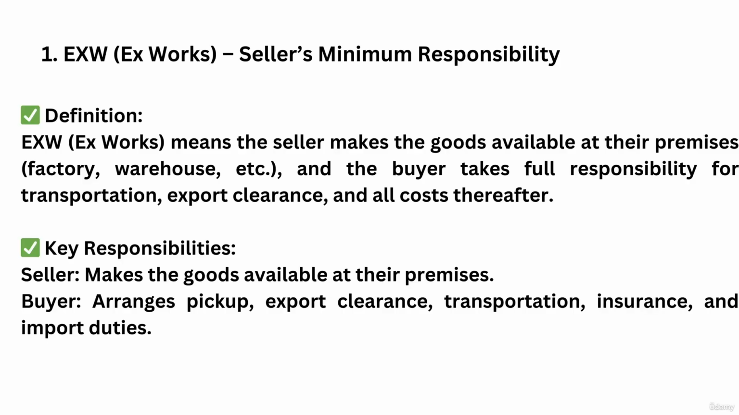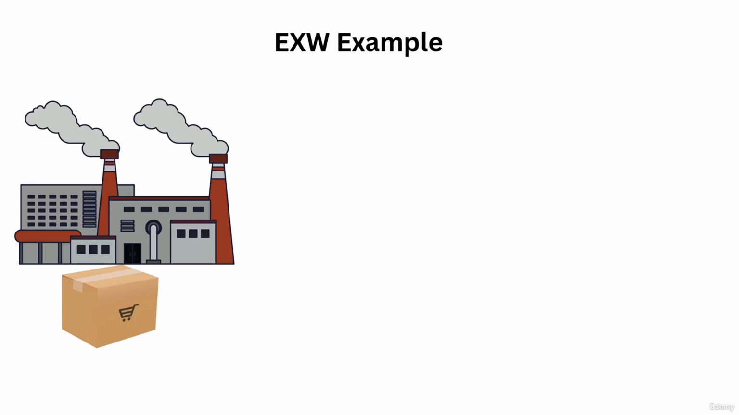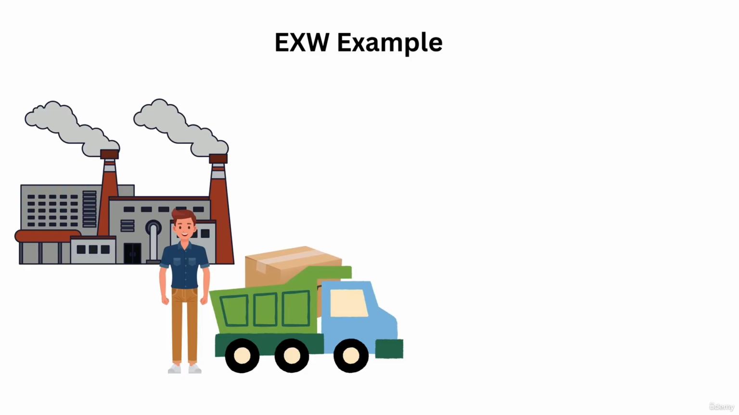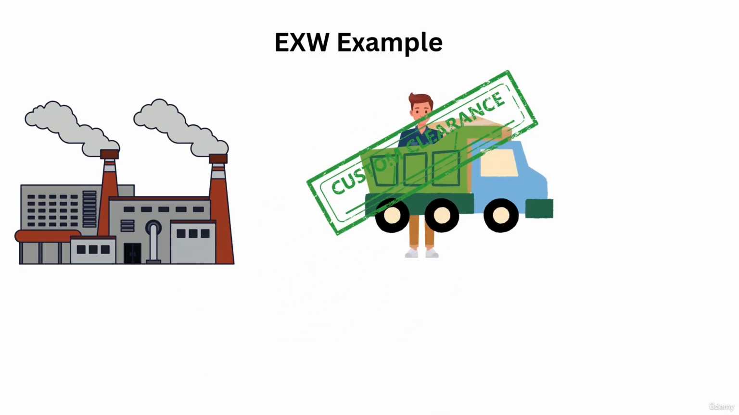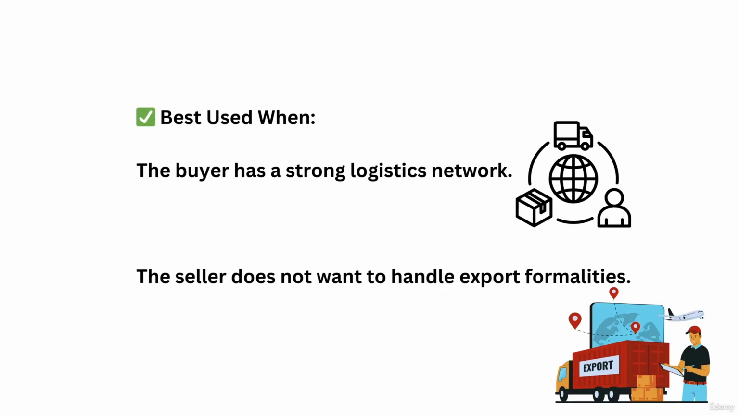EXW is the least responsibility for the seller. The buyer takes on all the risks and costs after picking up the goods, like transportation and customs clearance. For example, if an Indian manufacturer sells goods to a US buyer under EXW terms, the buyer must arrange everything from the pickup at the factory to delivery in the USA. Best used when the buyer has a strong logistics network and the seller does not want to handle export formalities.